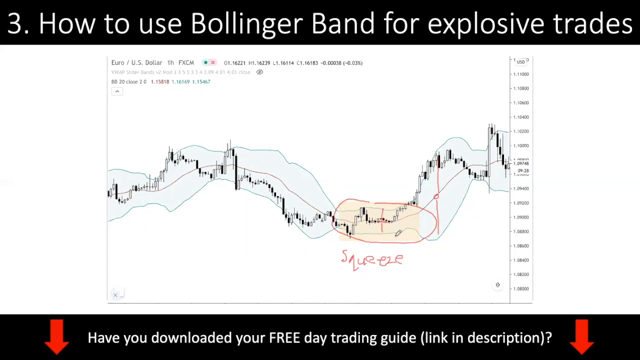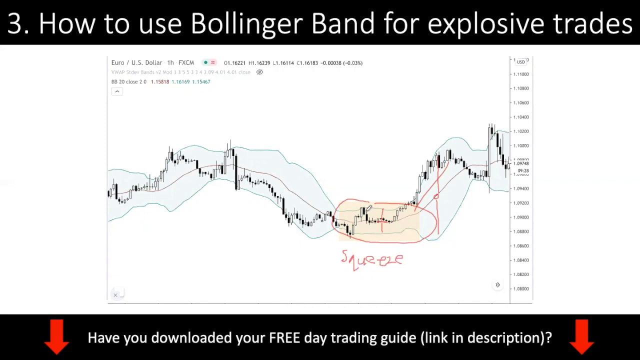Okay, so what usually happens after a Bollinger squeeze is that price will do a nice breakout. So you can use this as a form of indicator to tell you that, okay, if there's a breakout, I want to be buying because I will expect a big move up. Okay, so that's how we use a Bollinger Band to find explosive trades.